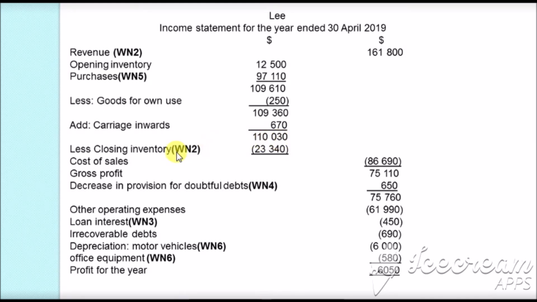$110,030. Then we will subtract the closing inventory as we have not sold this inventory, and this will be a part of your current assets. So we will subtract this from the cost. So after subtracting $23,340, we will get $86,690 as our cost of sales.